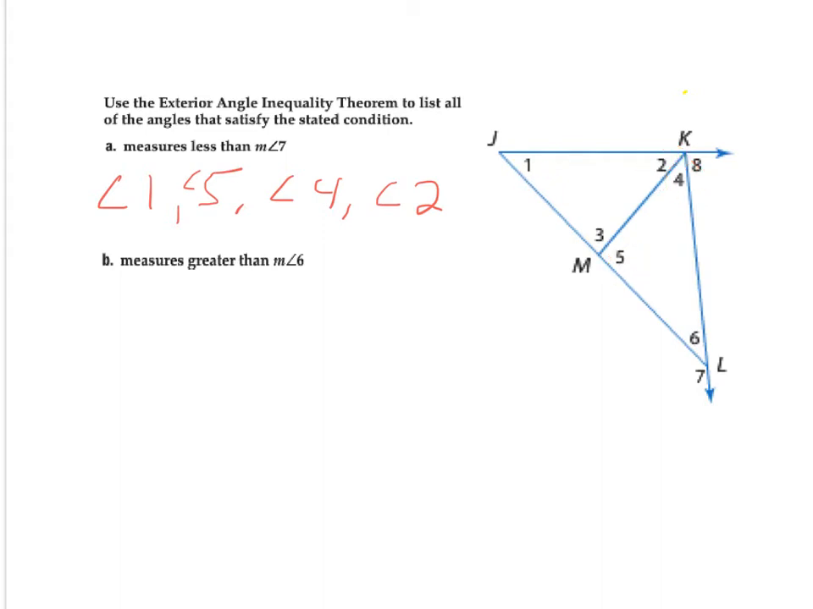Let's look at all the angles that are bigger now, bigger than angle 6. Well, angle 6 is right here. That's an interior angle, so certainly angle 8 is going to be bigger than 6 because that is an exterior angle, so angle 8 would be one. And looking around, measure of angle 3 is also an exterior angle to that triangle, so angle 3 is also bigger than angle 6, guaranteed. Okay?